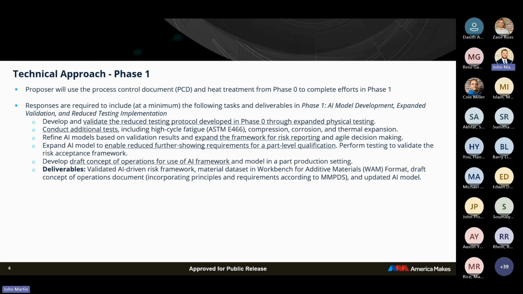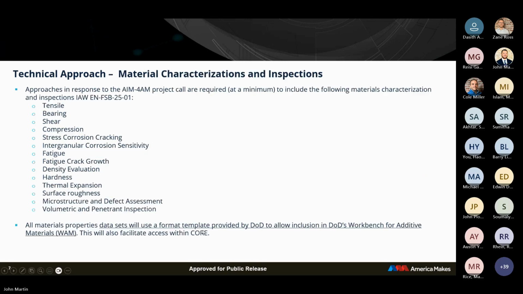And this is to aim towards that, to fit into that, reaching that MMPDS CD basis, is the idea. So if we look at material characterization and inspection, they have a list of the tests that would be done in accordance with the flight system bulletin. So you could see there's your static properties, but then there's also the stress corrosion cracking, intergranular corrosion sensitivity, fatigue crack growth. Then you have your density and hardness, but there's some additional things in there. And that's for your pre-qual.